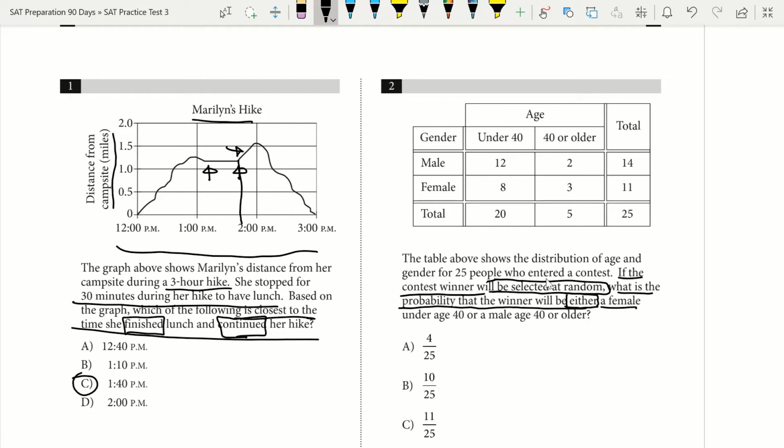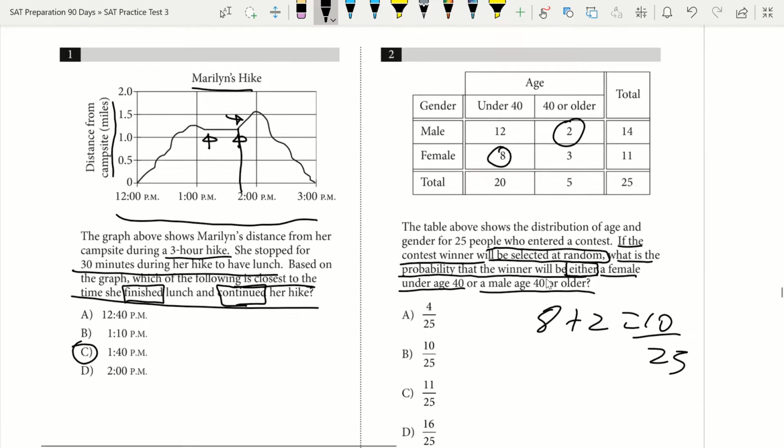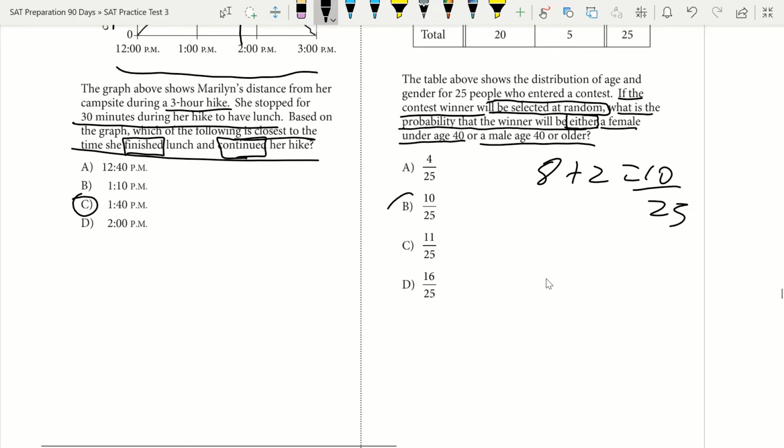So what is the probability the winner will be either a female under age 40 or a male 40 or older? Well, men 40 or older is 2, and females under 40 is 8, so we need to add them since we're doing an or, right? So it's going to be 8 plus 2 is 10. We know that there are 25 people total, so the probability will be 10 out of 25 since this is indeed random. So the answer there is going to be B.